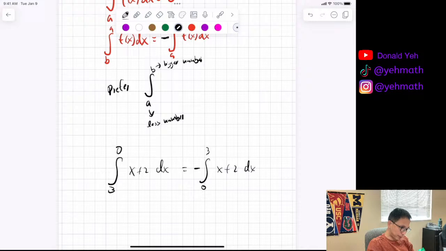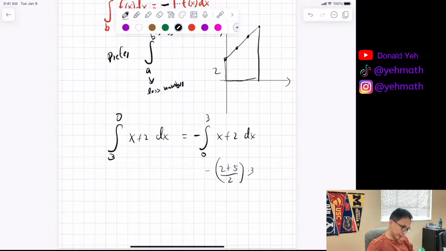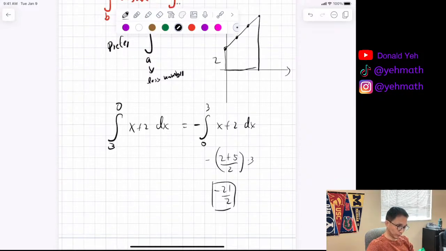Now, since it's x plus 2, I can graph it. I just need to find this trapezoid, which is 2 plus 5 divided by 2 times 3, negative. So it'd be negative 21 over 2. And that's the answer. It would be the same if you distributed the negative in too, right? Yep, it will be the same.